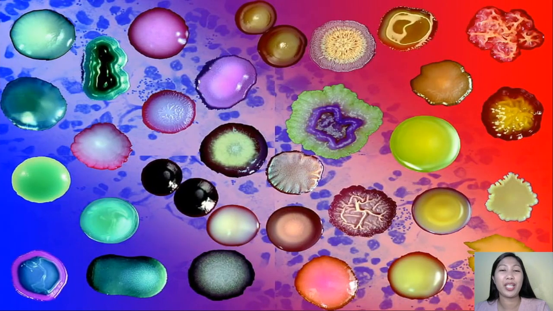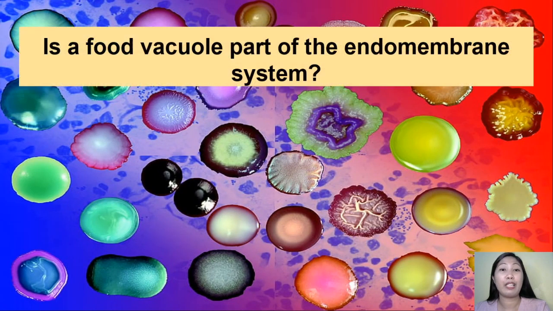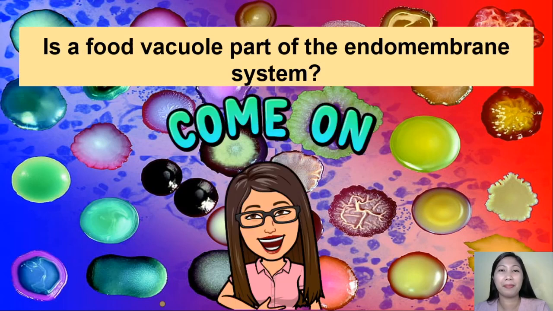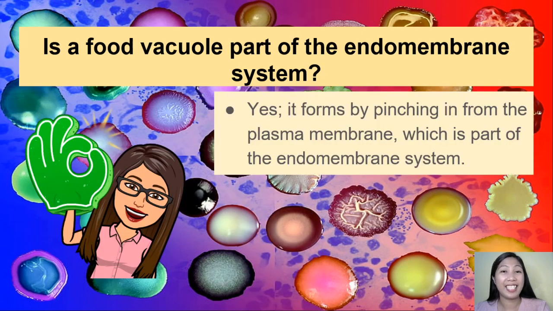Let's answer this question. Is a food vacuole part of the endomembrane system? It's a yes! It forms by pinching in from the plasma membrane, which is part of the endomembrane system.